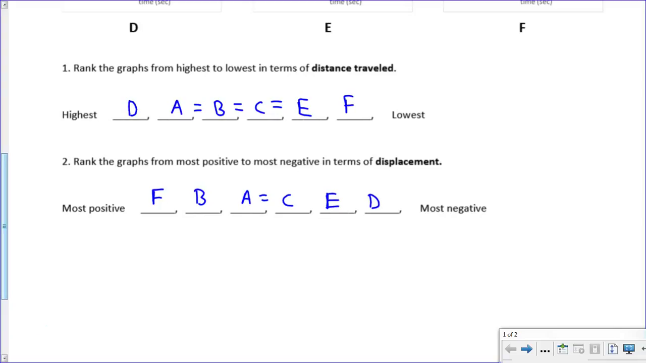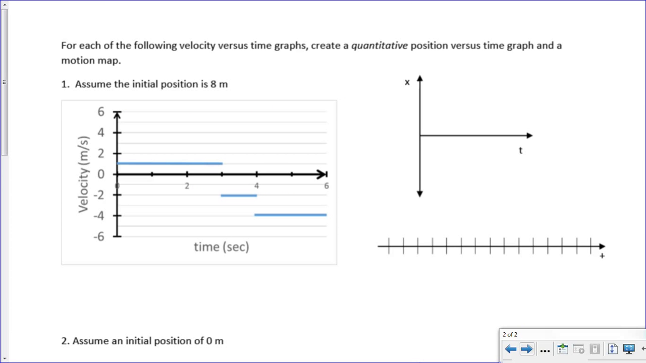Alrighty, so that's how that works for the ranking tasks and how you find displacement and the total distance traveled given a velocity versus time graph. We'll use that a little bit here on this next page. So this one is telling you to make some different things based on the velocity versus time graph, and we're going to use the same general principle here as we used on the back.